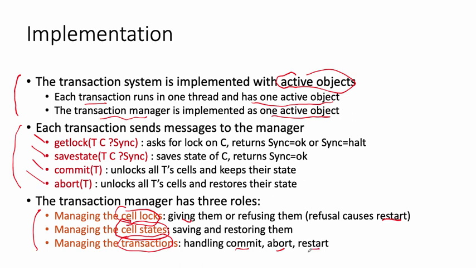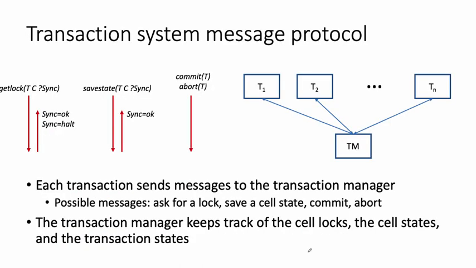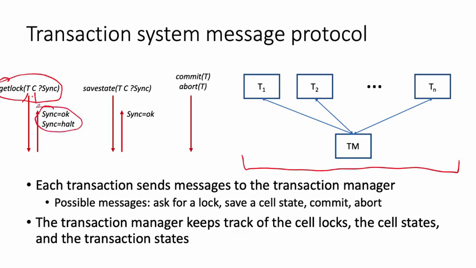So if you look at the messages, here on the right we have our transaction system. Each transaction is an active object and the transaction manager, and they're sending messages between each other. And these are the messages. If a transaction wants a lock, it does get lock for a transaction in a cell, and then the transaction manager returns eventually. Sync is okay means yes, you have the lock, you can go forward. Or sync is halt means sorry, I refuse the lock and you have to restart. So the transaction will actually have to restart.